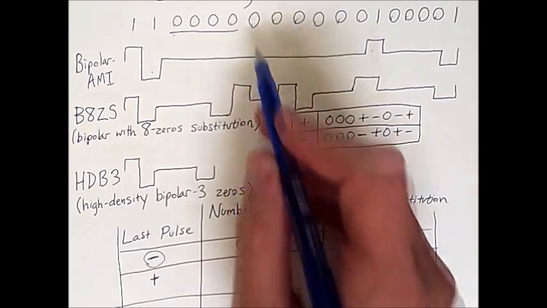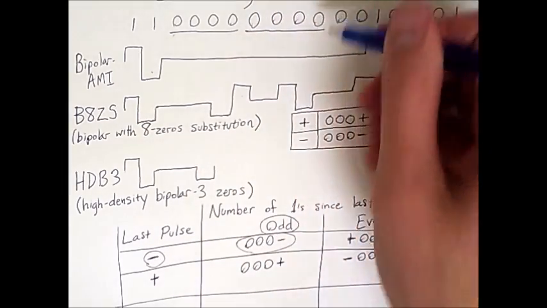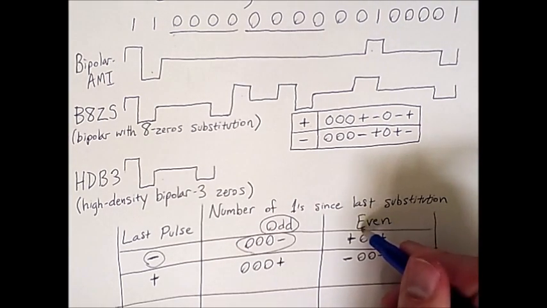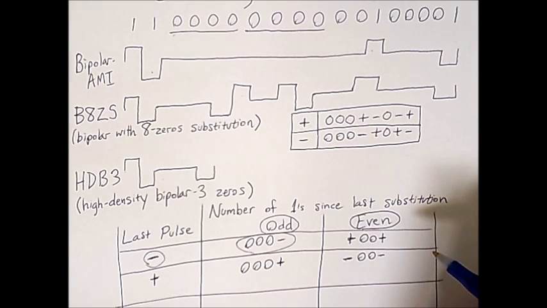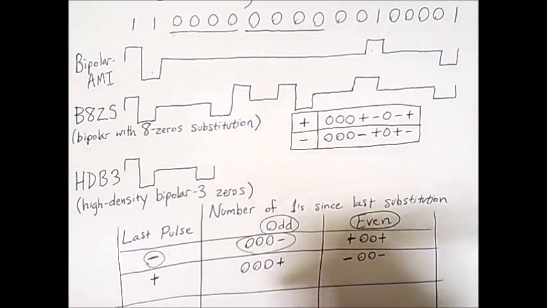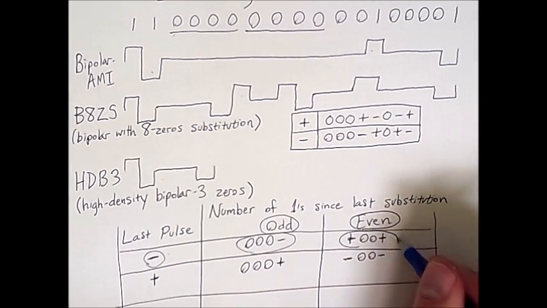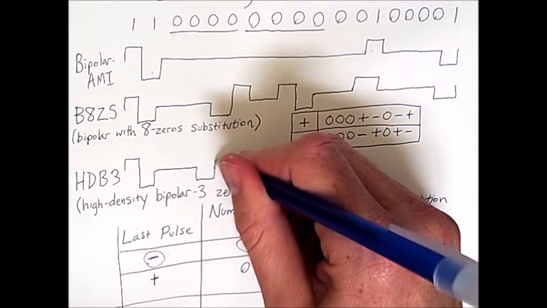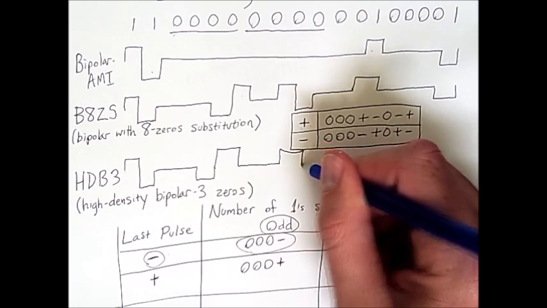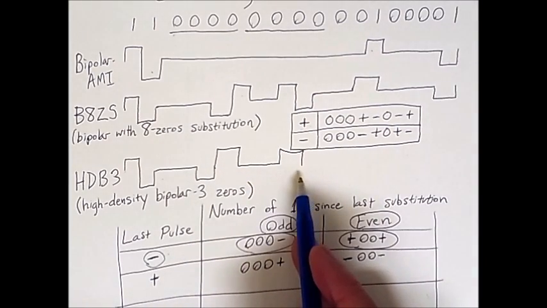However, immediately after this we have 4 more zeros, and we have to decide how to encode that. Well, we just had a substitution. So between the last substitution and this one, there have been 0 ones, and 0 is an even number, so now we are in this column. However, the sign of the preceding pulse right here was still negative. So we'll be using this substitution, and we'll be putting a plus 0, 0 plus to represent 4 zeros in sequence.